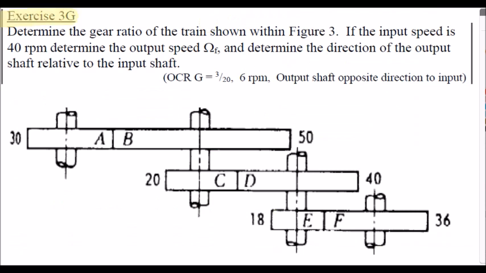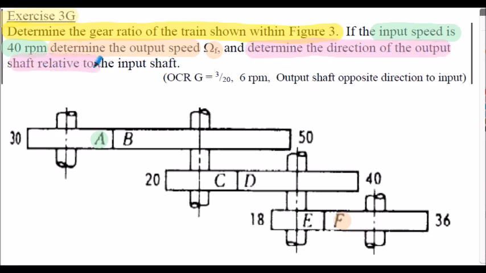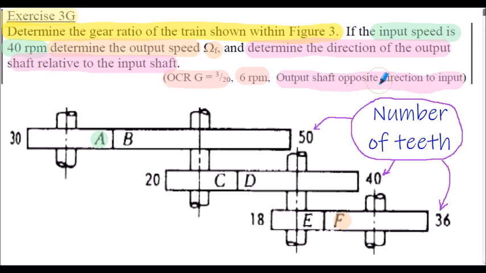Here's exercise 3G. We've got to determine the gear ratio of the train shown in figure 3. That's shown below for reference. We're given the input speed is 40 RPM. That's gear A. We've got to determine the output speed, omega F, for gear F, and determine the direction of the output shaft relative to the input shaft. In other words, do the input and output shafts rotate in the same direction? The question states the gear ratio and the output shaft speed, and states that the output shaft rotates in the opposite direction to the input shaft. Just note the number of teeth are shown in the diagram for gear A, gear B, gear C, D, E, and gear F. I'd encourage you to stop the presentation, attempt exercise 3G, but the full solution is shown on the following slide.